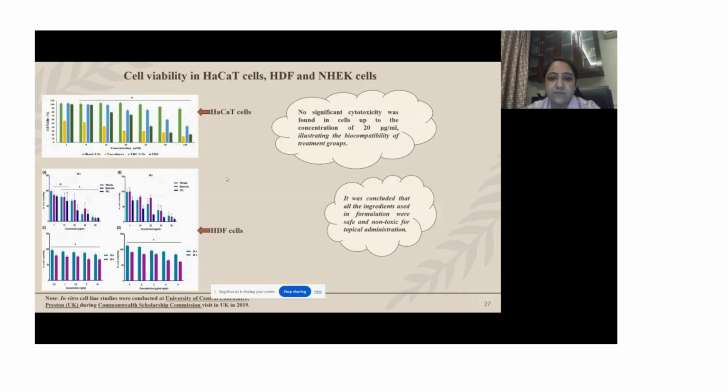tetrahydrocurcumin drug only. This study I have conducted at the University of Central Lancashire, for which I was selected by the Commonwealth Scholarship Commission in UK in 19. So I have performed all these cell line studies there only. So it was concluded that all the ingredients in the formulation were safe and non-toxic for topical administration.